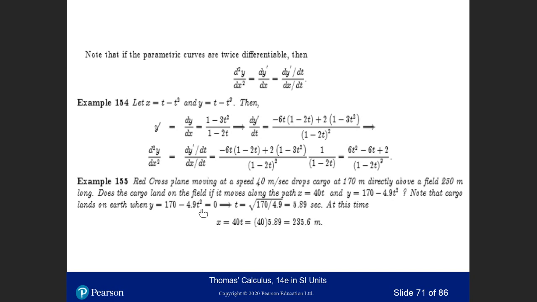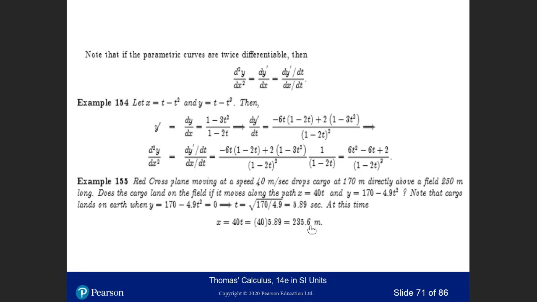So setting the equation to zero, t is equal to the square root of 170 divided by 4.9. Always use the plus square root because time is positive here. That's approximately 5.89 seconds. And you substitute that here. So 40t is 40 times 5.89. It's 235.6 meters. So our cargo lands in the field, because the field was 250 meters long. So at 235.6 meters from the start, the cargo lands on the field.